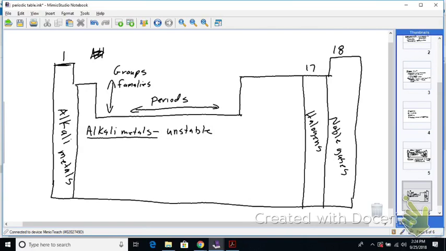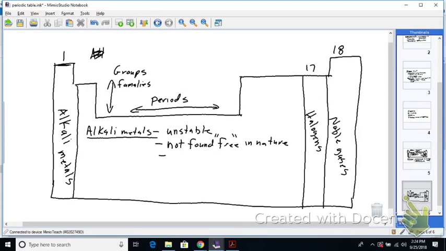Next thing, not found free in nature, and I'll explain what I mean by that. What that means is you don't find it by itself. It's always going to be with something else. How do you get it by yourself? Oh, boiling it. No. If it's with something else, you're going to have to do a chemical reaction to isolate it. Okay? That's what I meant. So, it's not found free in nature.